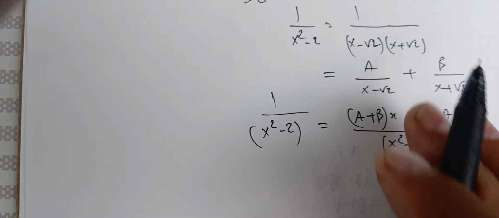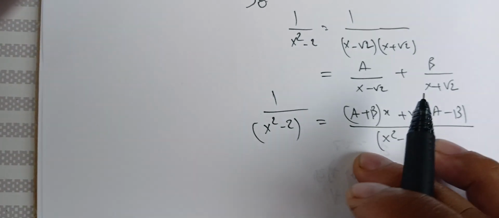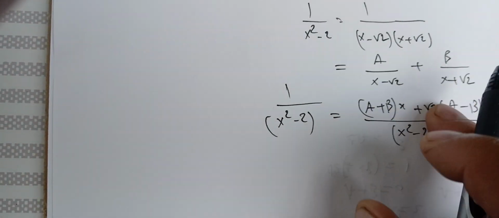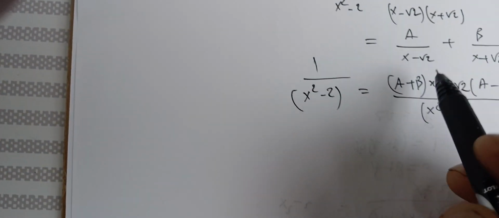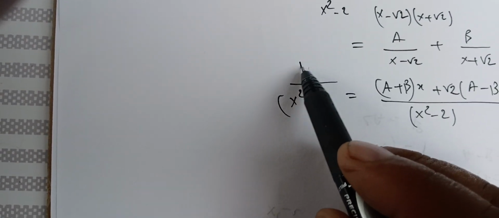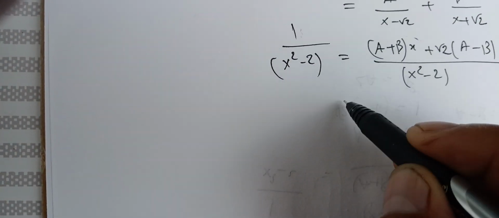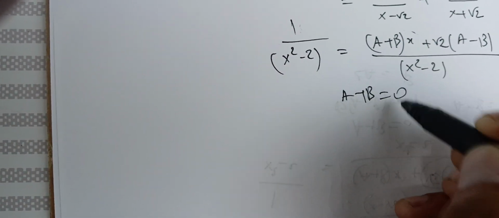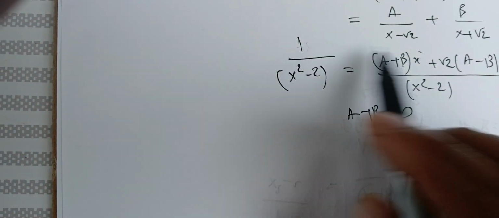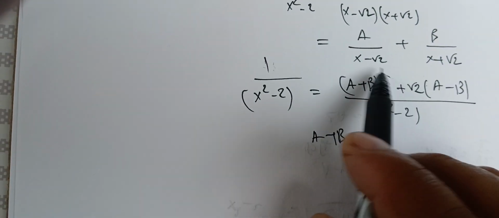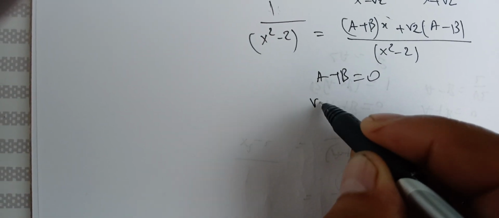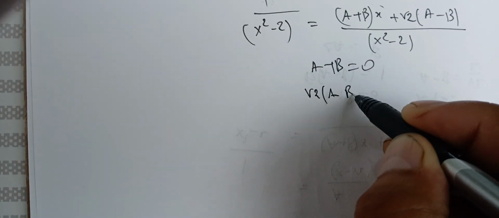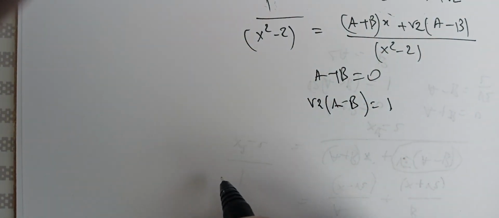Here, we see that we have two fractions that look the same, the numerator and the denominator. So we have to identify and make the coefficients the same. Here, we see that we don't have an x, therefore we need to have a plus b equals 0. So to make these two equal, we have to have the same coefficients. And we need to have the square root of 2 times a minus b equal to 1.